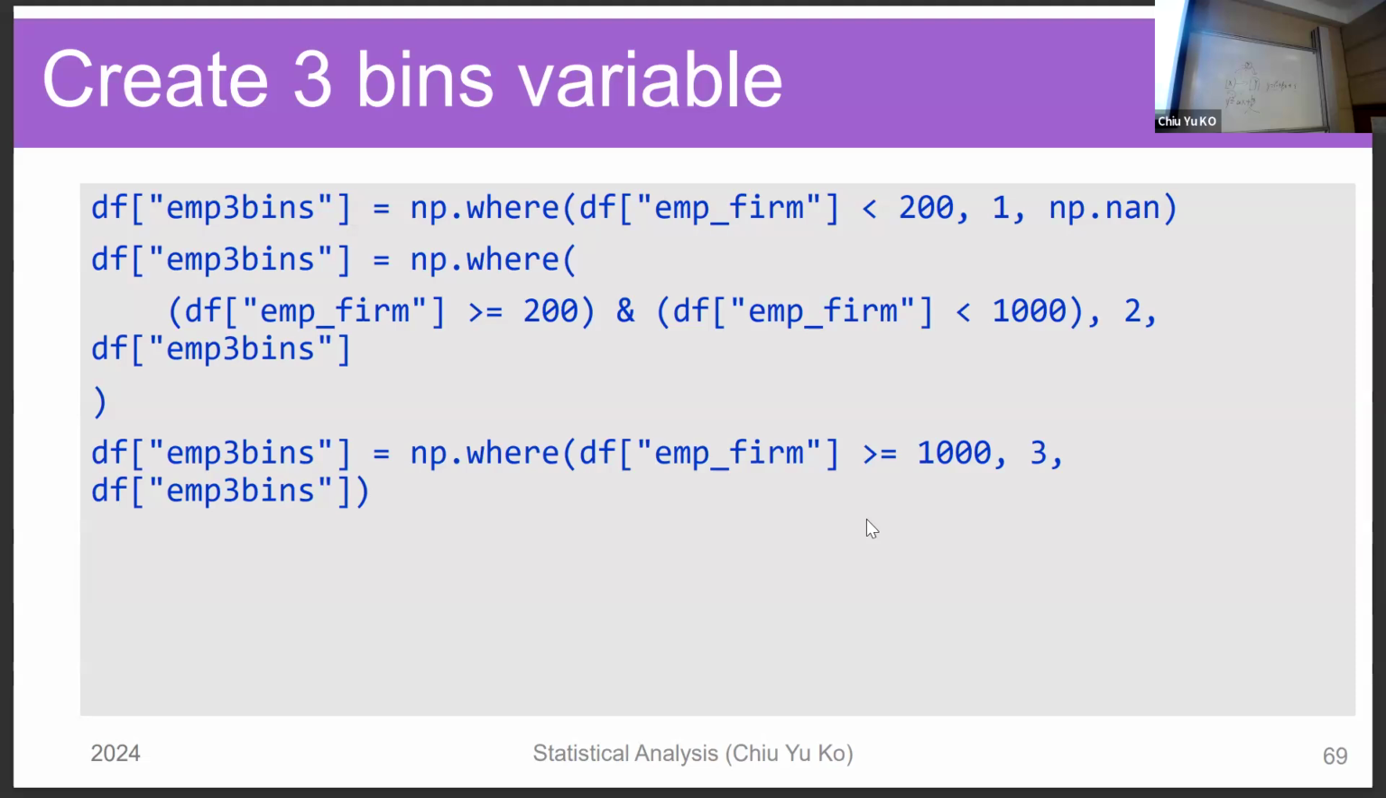The last line of code fills up everything. More than 1,000 is 3. Otherwise, we go back to what we have assigned. So after running these three lines of code, less than 200 is 1, between 200 and 1,000 is 2, otherwise it's 3. It does it one by one. It's the same as what we do in Excel. If you have ever used the if statement in Excel, it's the same idea.